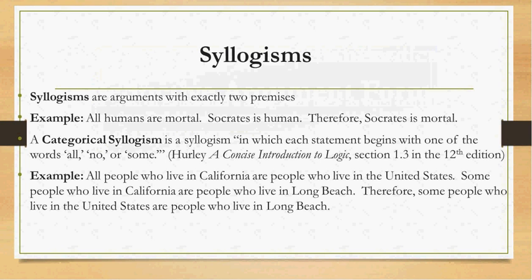Here's an example of that. All people who live in California are people who live in the United States. Some people who live in California are people who live in Long Beach. Therefore, some people who live in the United States are people who live in Long Beach. Notice that this does fulfill the definition of a categorical syllogism because each statement begins with one of those words, all, no, or some.